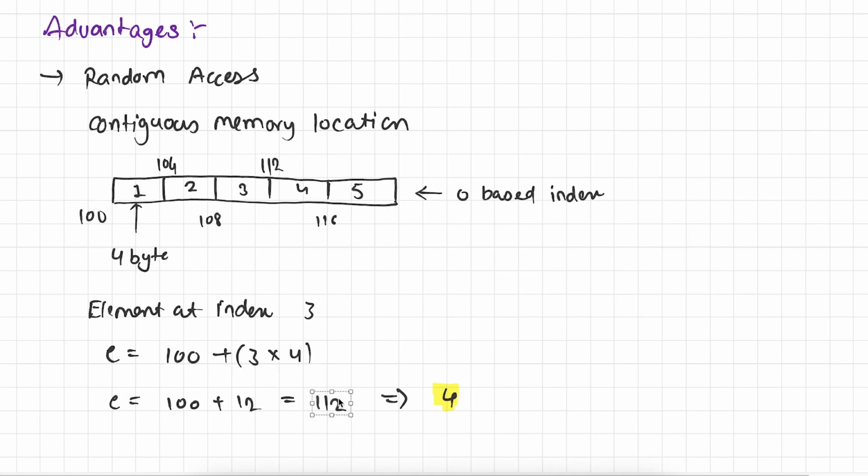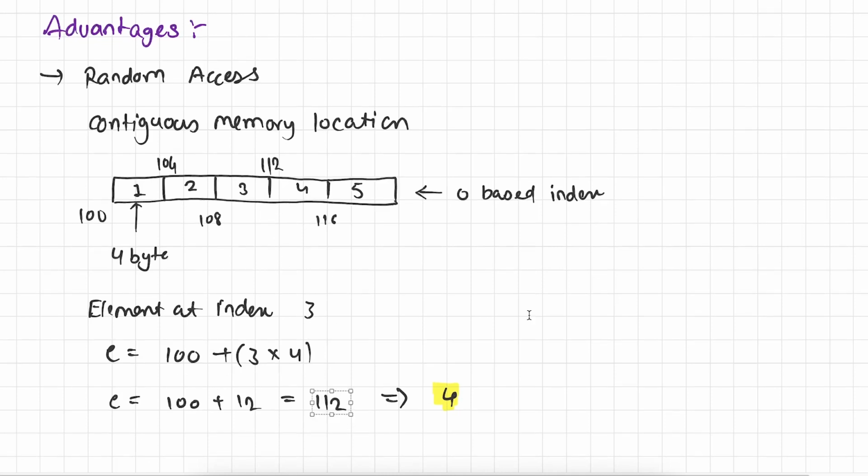And what is stored at that location? Number 4. So this is how we can get the element at any index in constant time complexity. Why are we able to do this? Because all the elements are arranged in contiguous memory locations. That is why we can randomly access any element in O(1), constant time.